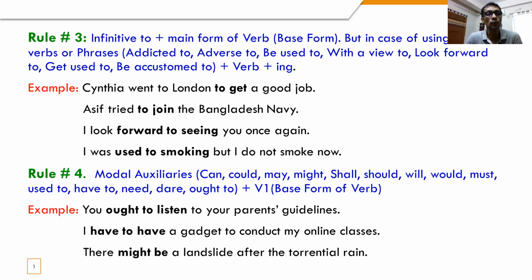Now let's go to rule number 4. There are some modal auxiliaries like can, could, may, might, shall, should, will, would, must, used to, have to, need, dare, and ought to.